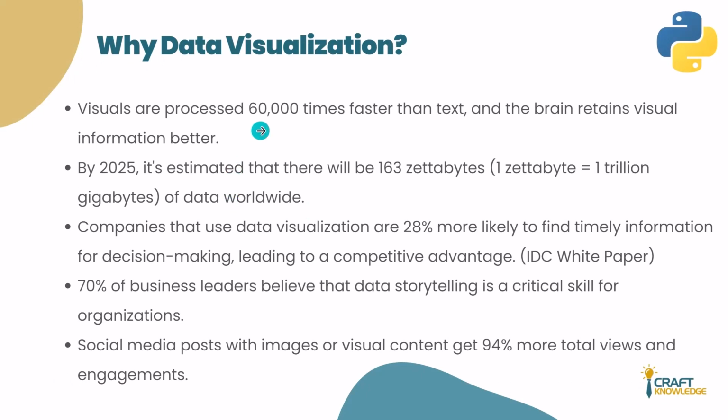Data is usually in statistical format. Why we should visualize this data on a chart, on a plot, on a map, or something like that. So here are some insights from different papers that says visuals are processed 60,000 times faster than text. That is a huge number. And brain retains visual information better.